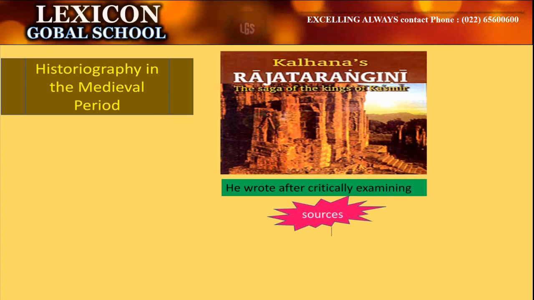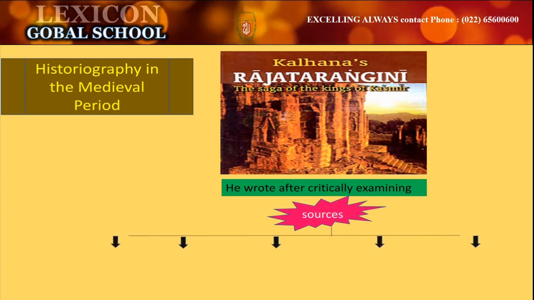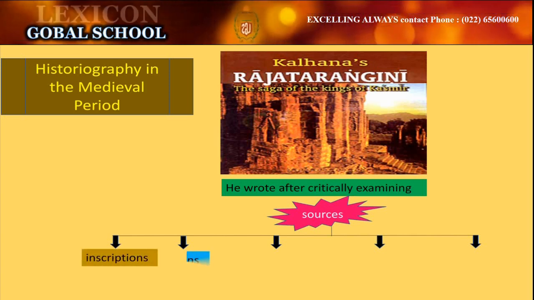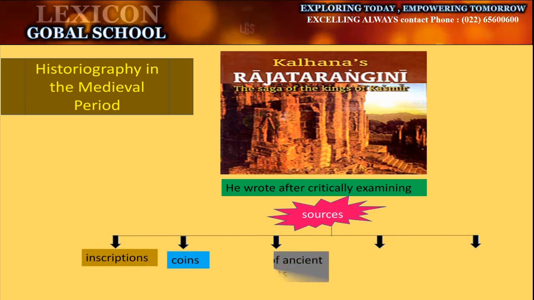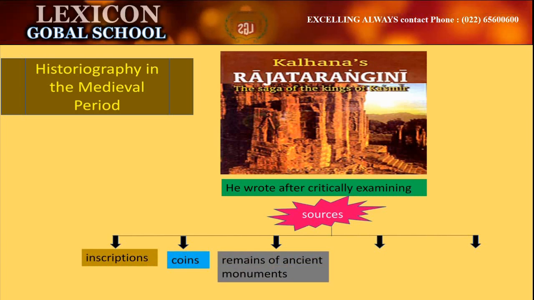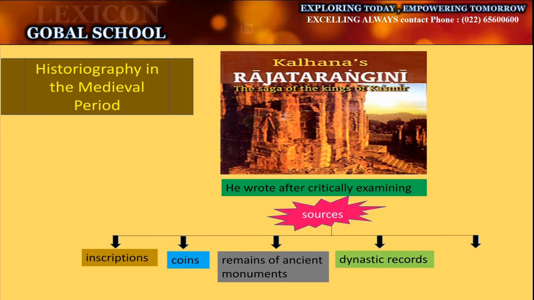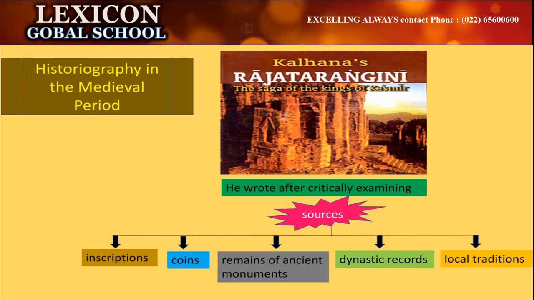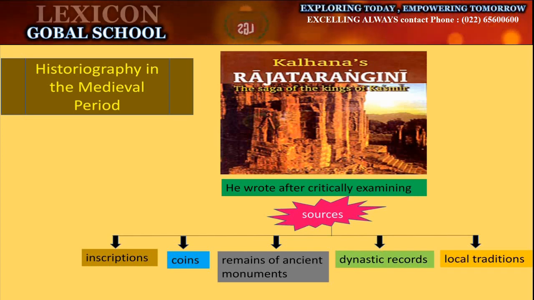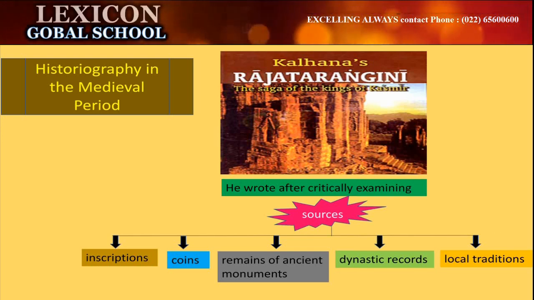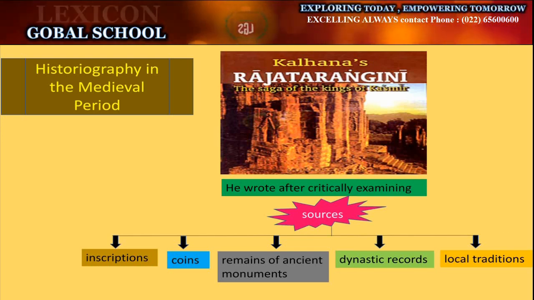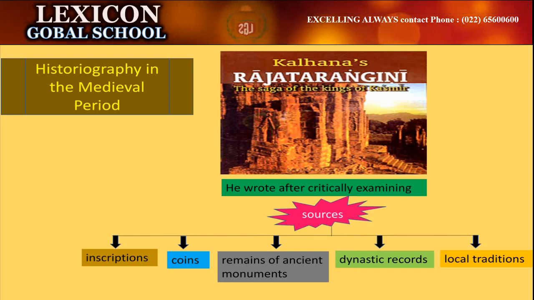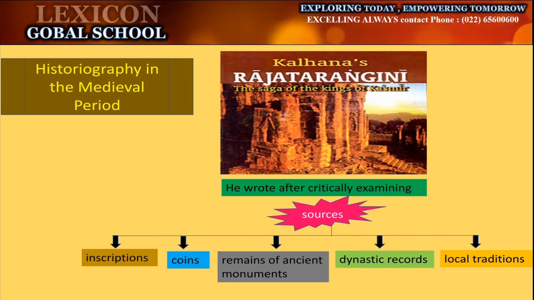He wrote this book after critically examining sources such as the inscriptions, the coins, the remains of ancient monuments, the dynastic records, and the local tradition of that particular time. So again, this is one of the books written by Kalhana, and this book's name is Rajatarangini. And what does the book contain? The book talks about the history of Kashmir, and this book is quite related to the concept of modern historiography.